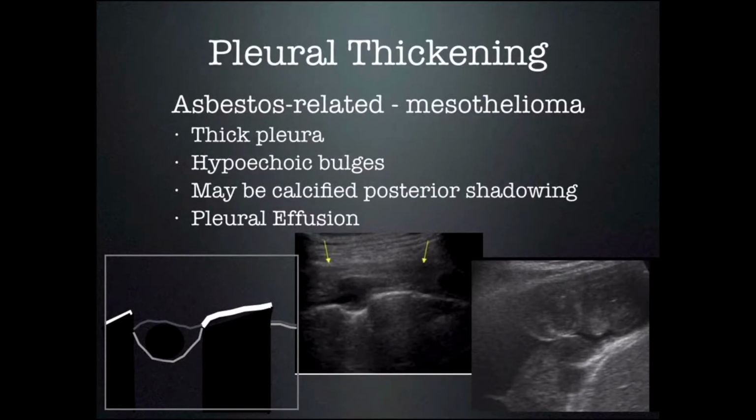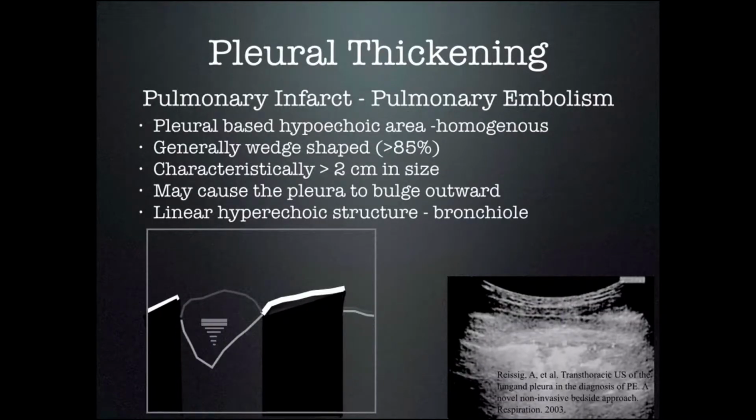from the parietal pleura. Another time when you may see pleural thickening is in a pulmonary infarct, which is caused by a pulmonary embolism. Pulmonary infarcts are generally hypoechoic areas which are fairly homogeneous and generally wedge-shaped. This makes sense as you are blocking off a blood vessel and the blood feeds out laterally and it causes a wedge-shaped infarct. This is really the infarct.